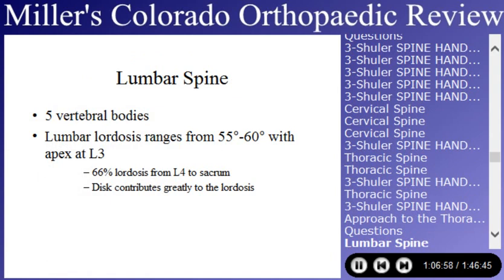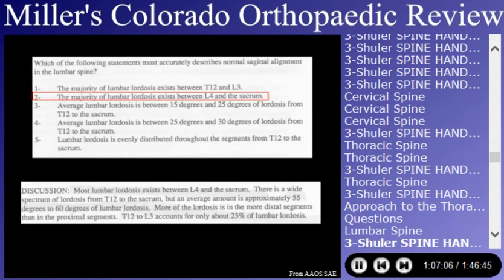The disc contribution is significant, unlike the thoracic spine, where it's the wedging of the vertebral bodies. Okay? Test question. Which of the following statements most accurately describes the normal sagittal alignment of the lumbar spine? I just said where the majority of lumbar lordosis exists. Between L4 and the sacrum.